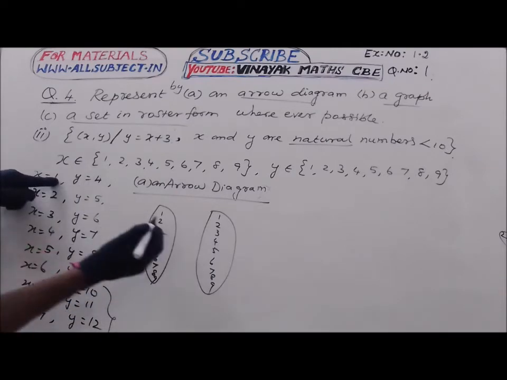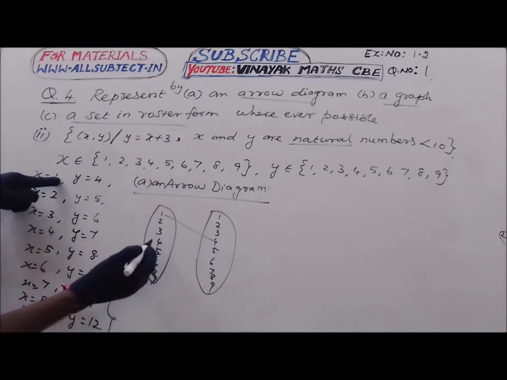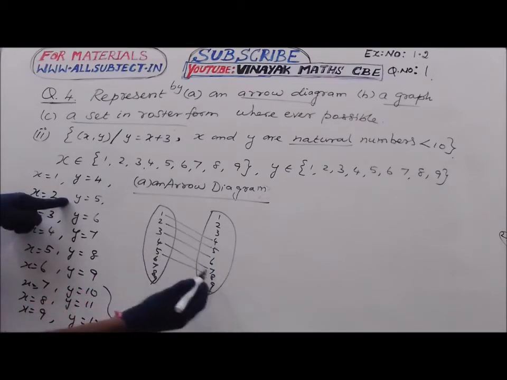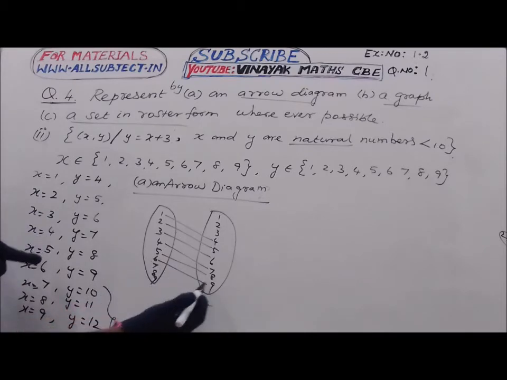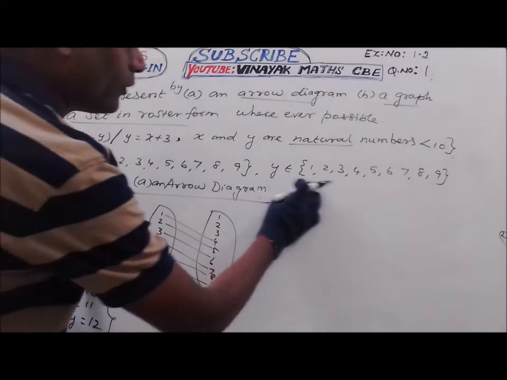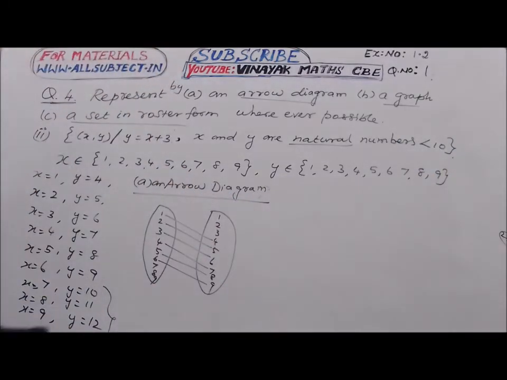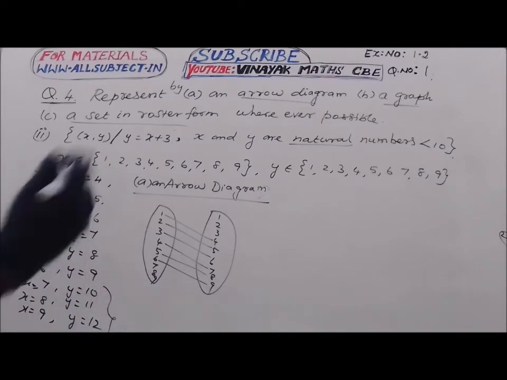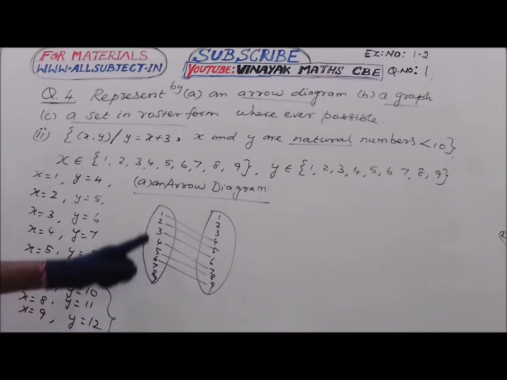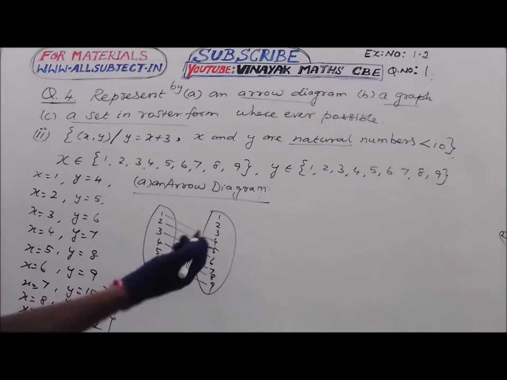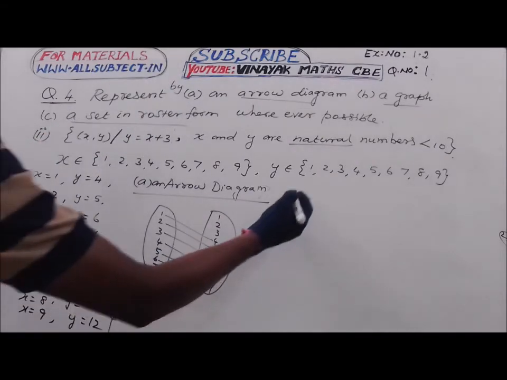Now 1 follows 4, so 1, 4, and 2 follows 5, 2, 5, 3, 6, 4, 7, 5, 8, 6, 9. We take x is equal to 6, y equal to 9. That's all. In the y we have only 9 elements. So 7, 8, 9, for 7, 8, 9 we don't have any images in y. So we can leave these three numbers. This is the respective arrow diagram from x to y. And next one is a graph.